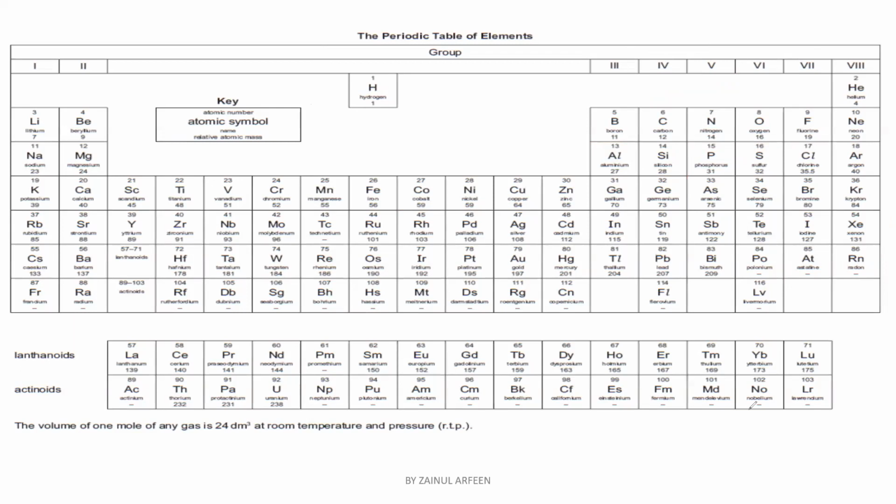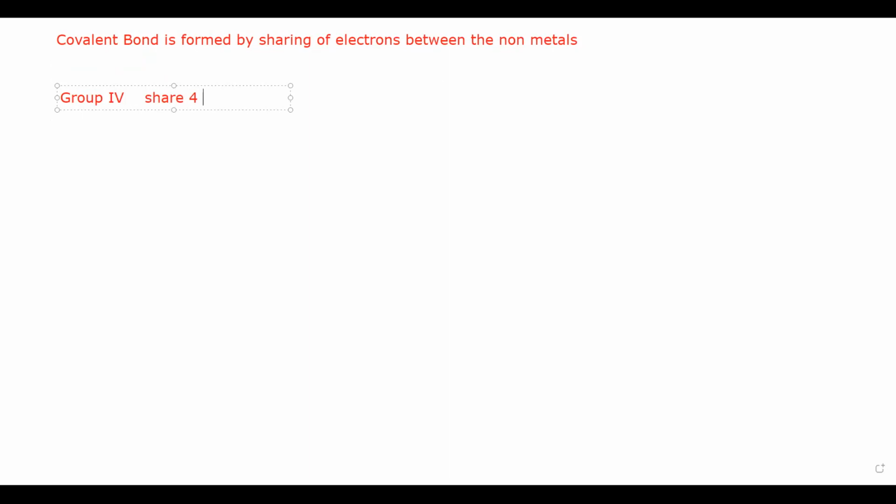And how is a covalent bond formed? A covalent bond is formed by sharing of electrons between the non-metals. So when the non-metals share electrons, they tend to form a covalent bond. You have to keep in mind, according to the group, the number they share. If it is a group 4 element, then it will share 4 electrons.